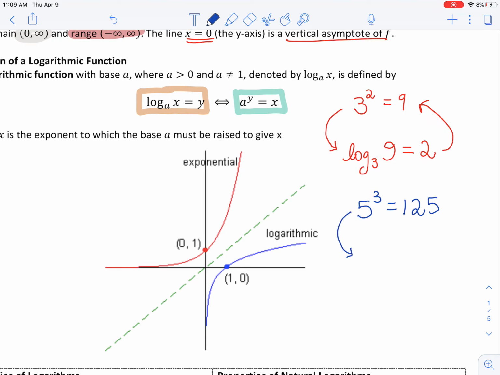Now, if you write this in logarithmic form, you first need to write log, right? What's the log base? Base is going to be 5. And then you write 125 right next to it, okay? And that equals the power or the exponent of 3. Okay, hopefully you're okay going from exponential form to the log form.